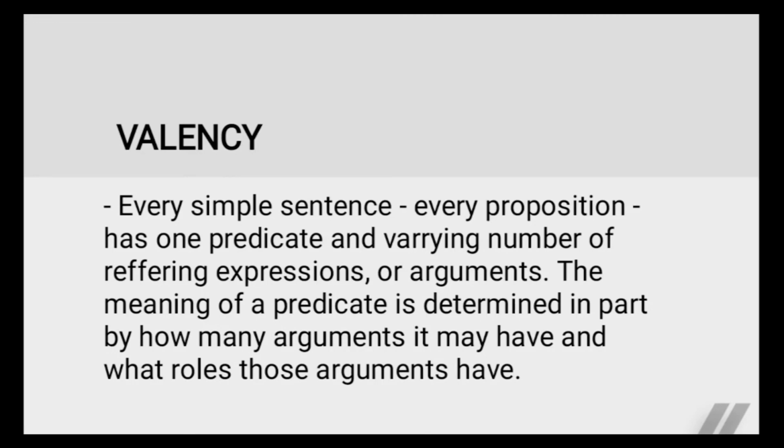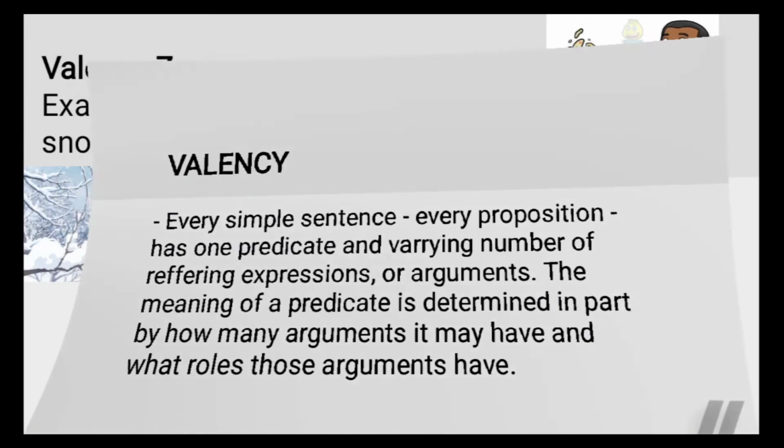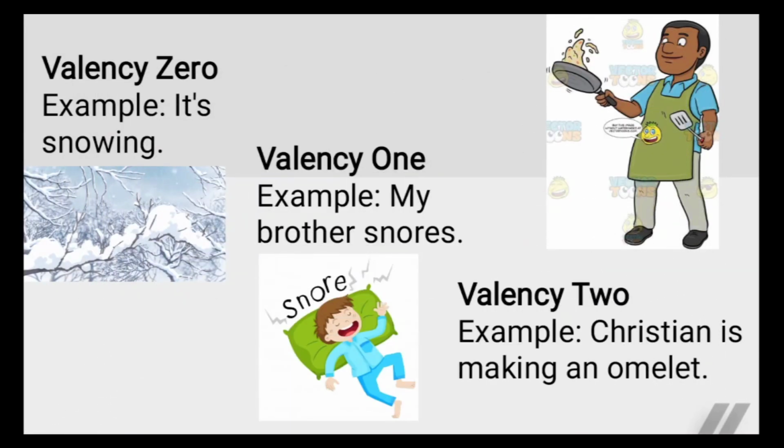Now let's move on to valency. Every simple sentence, every proposition has one predicate and a varying number of referring expressions or arguments. The meaning of a predicate is determined in part by how many arguments it may have and what roles those arguments have. So valency is the number and type of arguments controlled by a predicate.